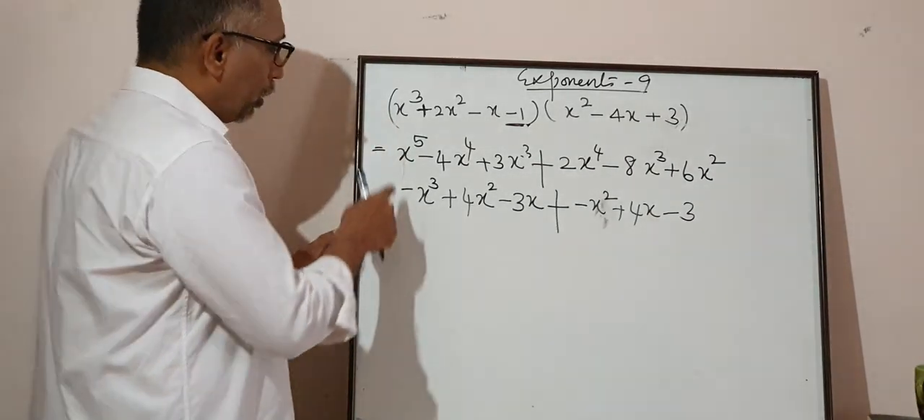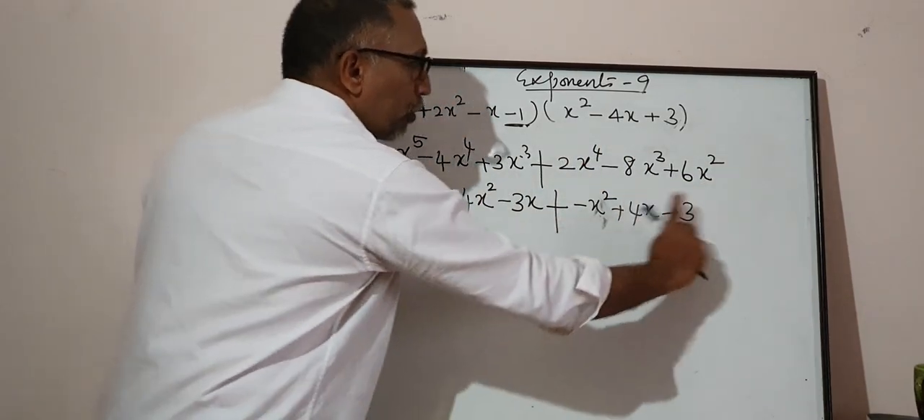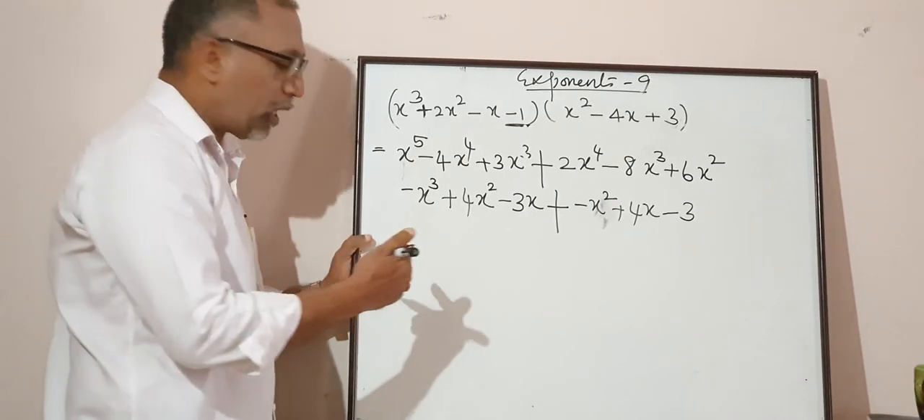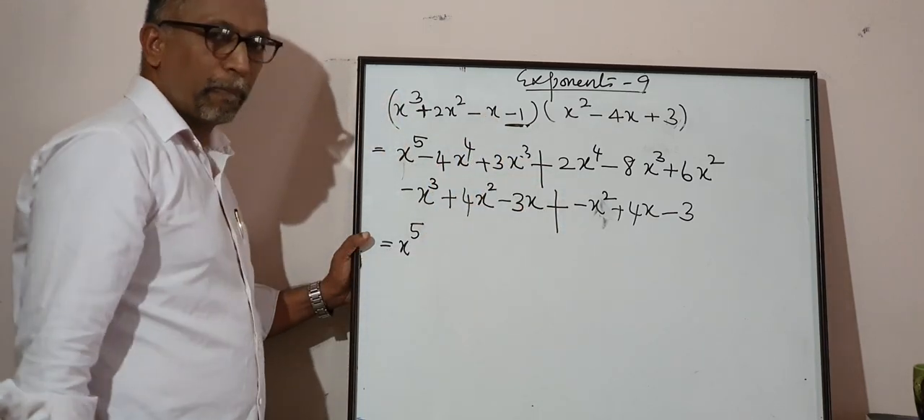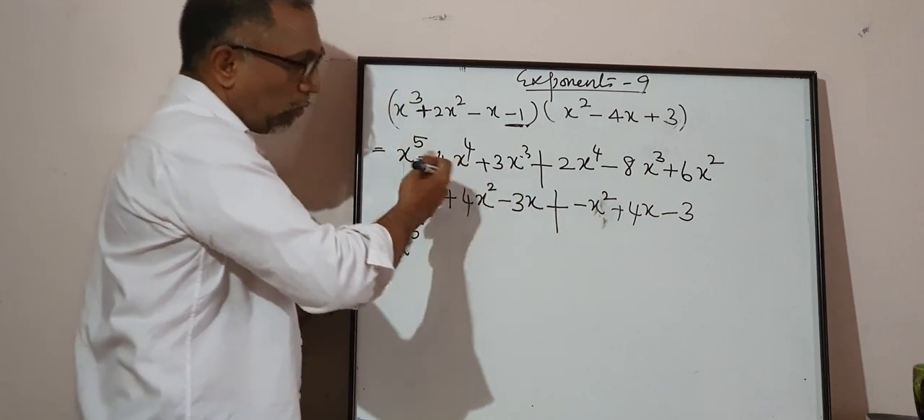Let's do the clubbing. So x raised to 5. Any more x raised to 5 here? Look, any more x raised to 5 is there? Sorry, no x raised to 5. So x raised to 5. x raised to 4 is there.